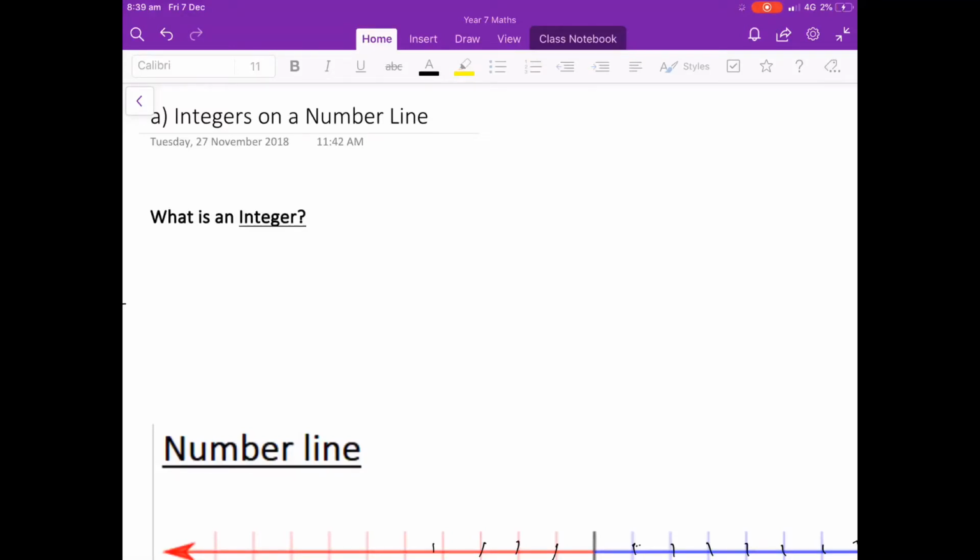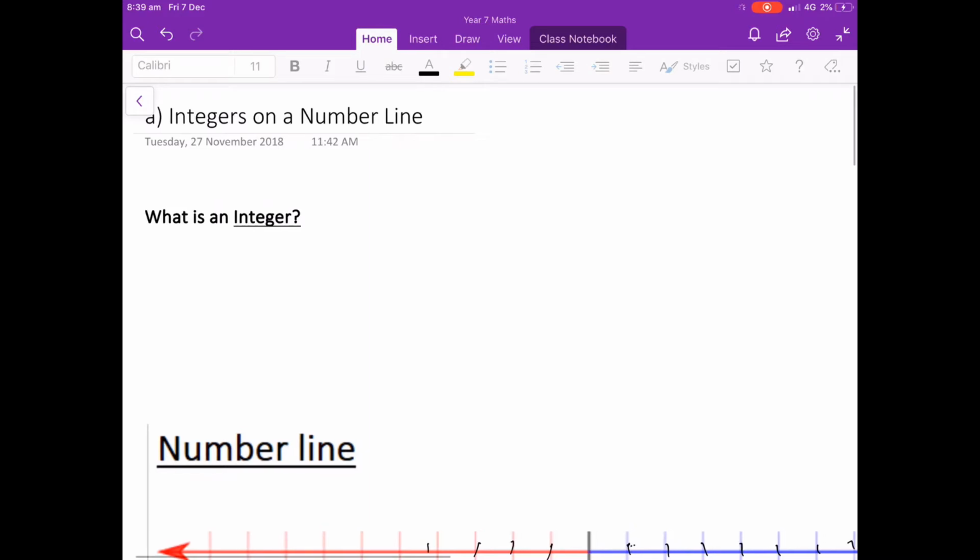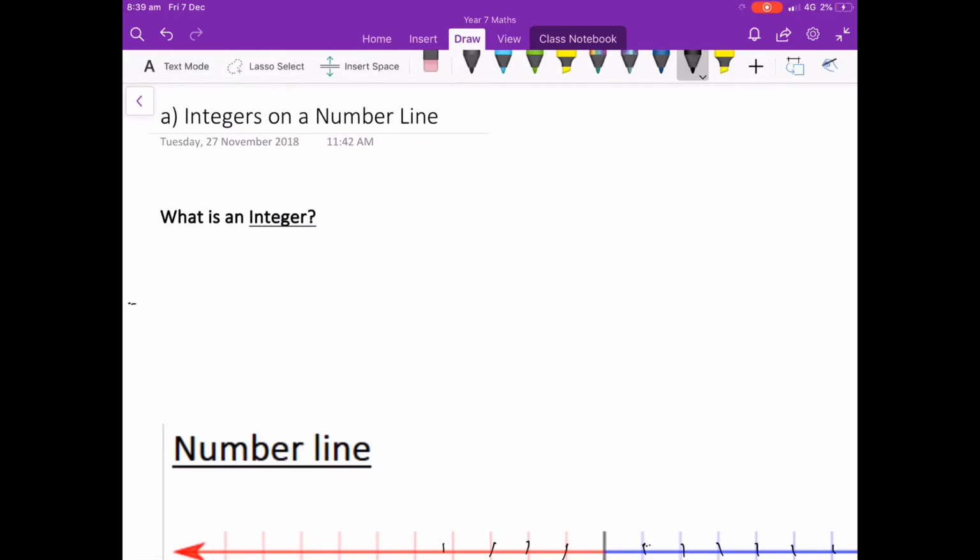Okay, this learning goal, we're going to be looking at integers on a number line. First of all, we need to know what is an integer. An integer is a whole number, like 0, 1, 2, 3, and so on. It can also go below 0, as in -1, -2, -3, and so on.